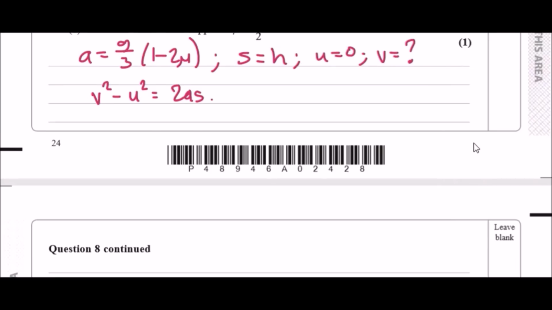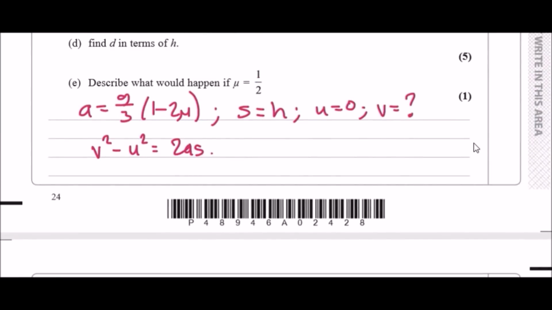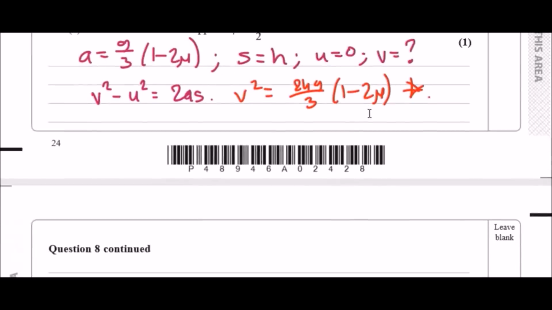Okay, so what do we have? Plugging everything in, we have v squared equals, and now plus u squared across. We're going to have 0 squared, that cancels out. So 2as. It will just be 2 times g over 3 times s, so 2 times h, so it'll be 2hg over 3, 1 minus 2 mu. I think that's it. Oh yeah, and then to find v, just square root that. So v equals the square root of all of this. Yep, looks good to me.